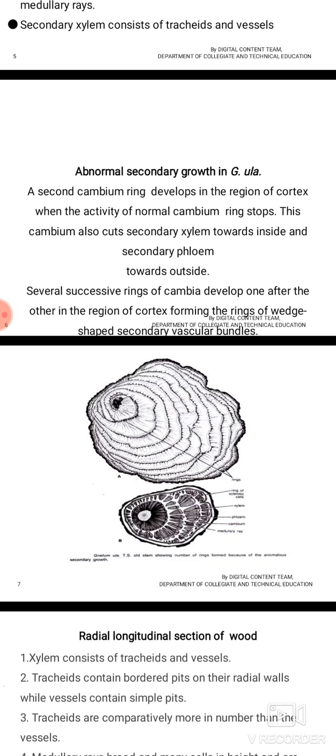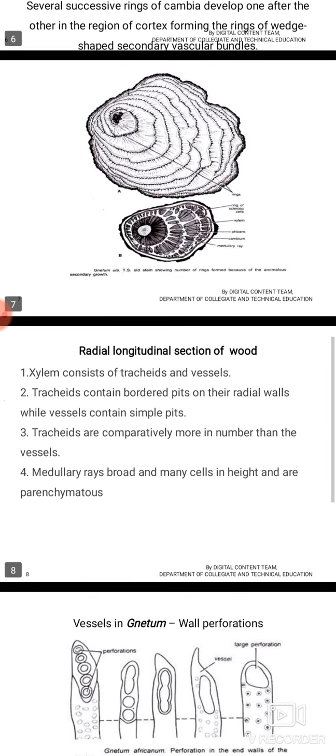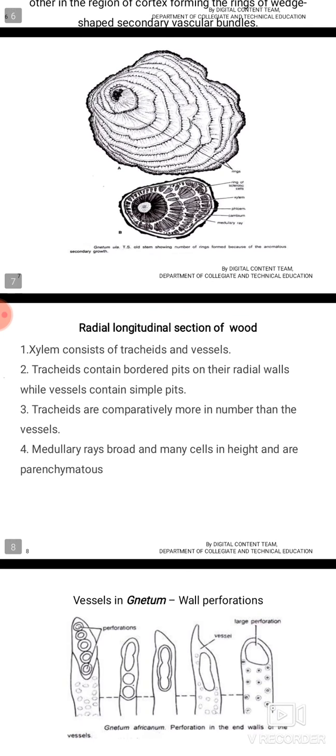Next is radial longitudinal section of secondary xylem or wood. In this section, xylem consists of tracheids and vessels. Tracheids contain bordered pits on the radial walls, while vessels contain simple pits. Tracheids are comparatively more in number than the vessels. The medullary rays are broad and many cells in height and are parenchymatous.